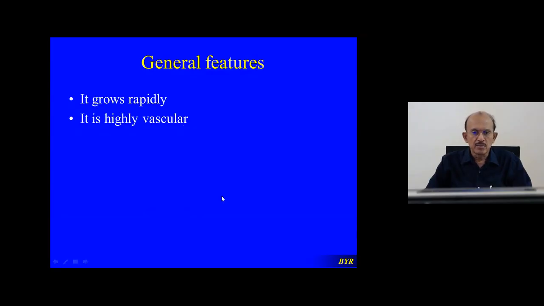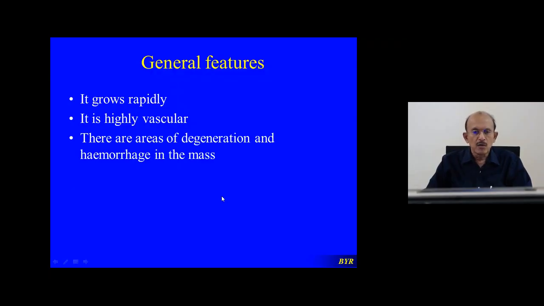It grows rapidly. It is highly vascular. How do you know that they are highly vascular? When the tumors are highly vascular, you will see engorged veins, dilated blood vessels on the surface, and the mass feels warm to touch. If vascularity is more, where there are multiple arteries, so if the artery supply also is more, then the tumor may exhibit pulsations also.